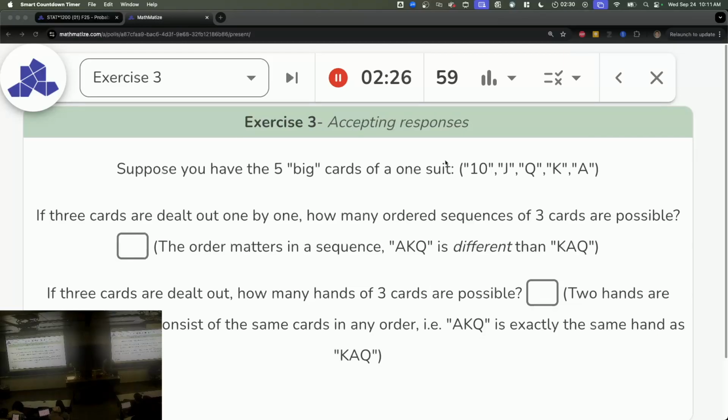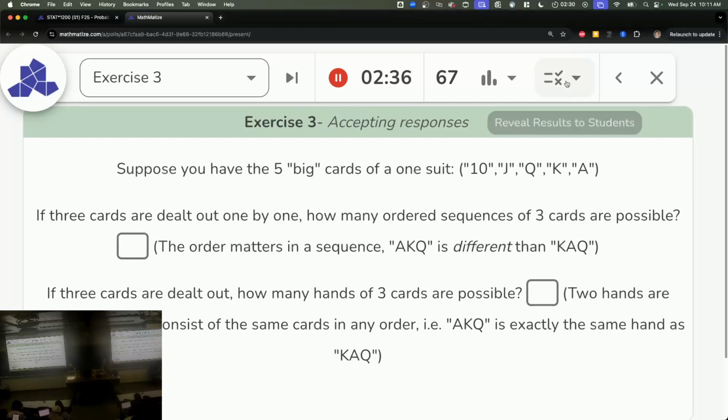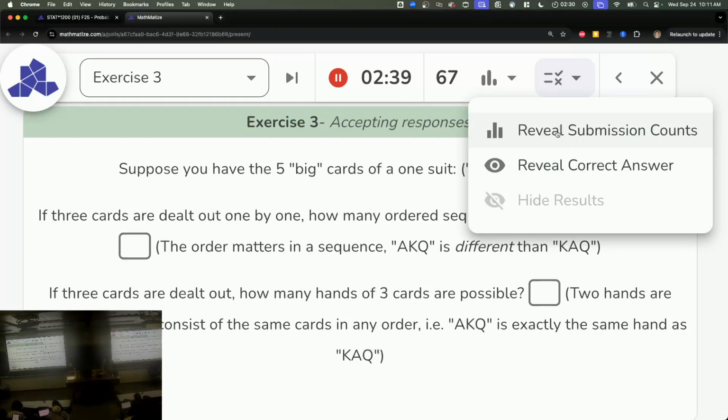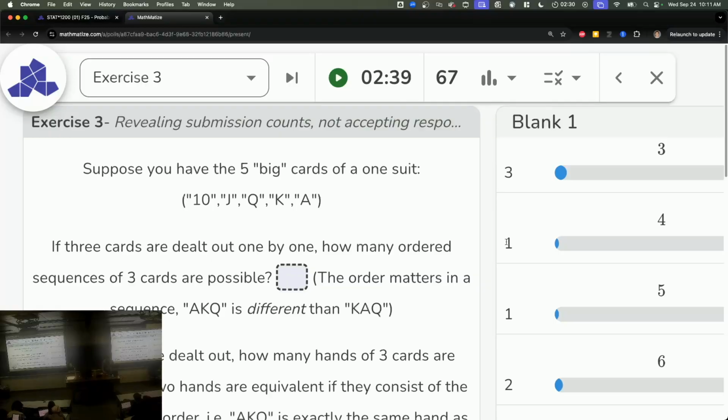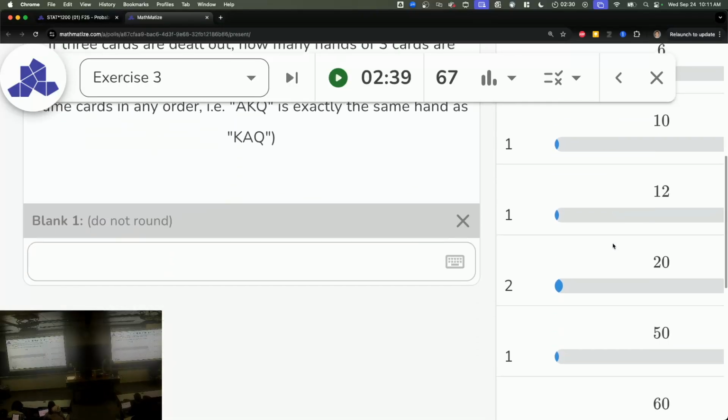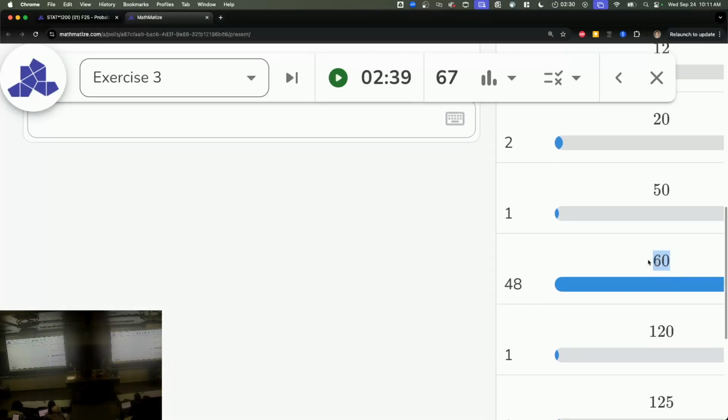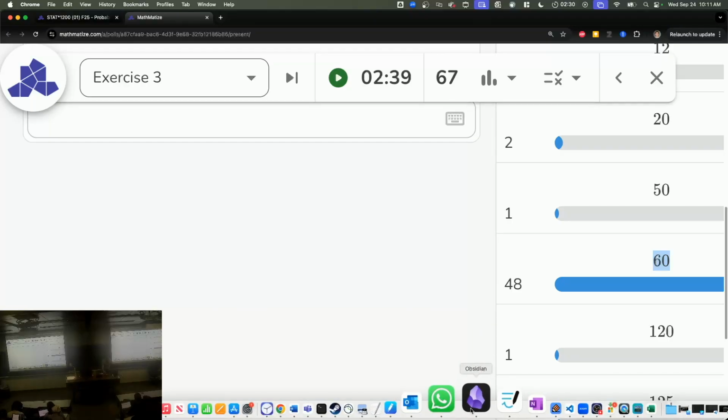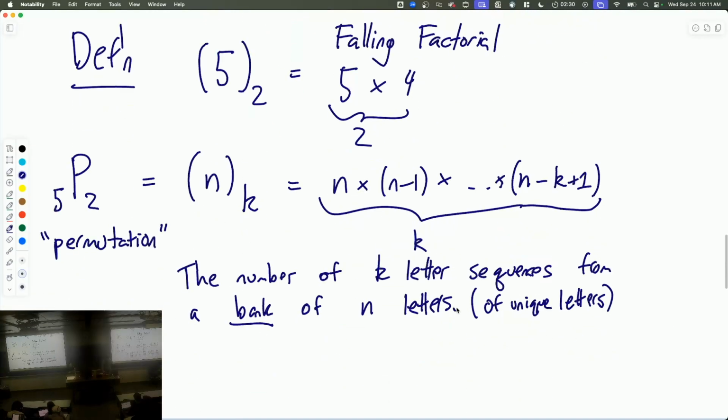Let's take a look at what people said. The one we just did is the one where the order matters, just like the letters. That is exactly what we just did, the first one up here. So let's see if people figured that one out. If the order matters, 48 people said 60, and 60 is the right answer. So let's write this one down.